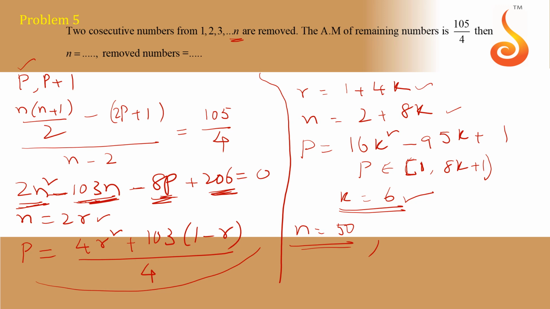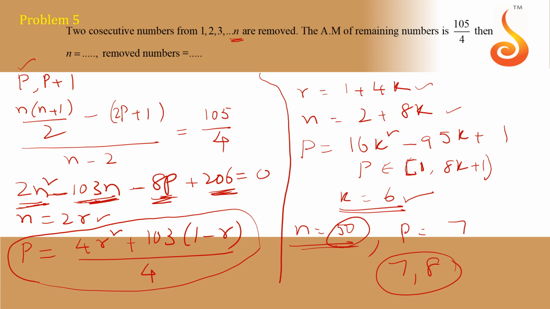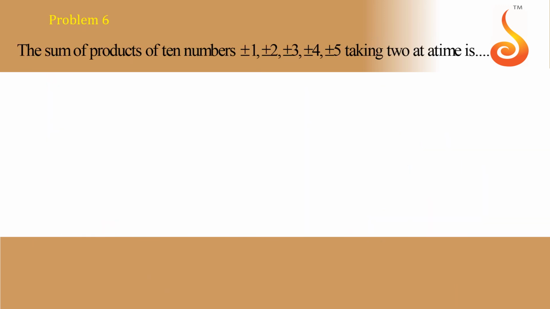And the removed numbers will be, so get the r value. 4 6s are 24, 25. So after getting the r value, get the p value by substituting in this. You will get p value as 7. So the removed numbers will be 7 and 8, and n value will be 50. So the important thing here is this observation: n must be an even number. That is a very important thing here. Okay, let us move to the sixth problem.